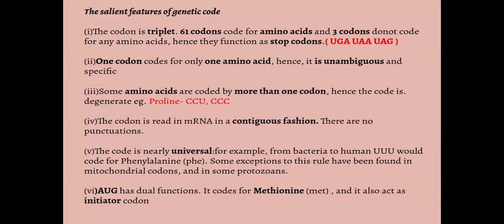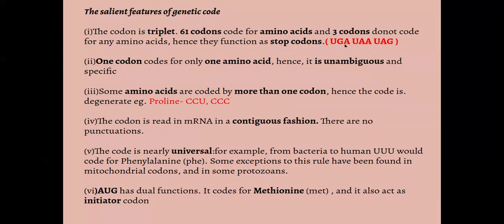So if you combine these 3 bases in 4 bases, adenine, guanine, cytosine, and thymine, these are your 4 nitrogen bases. These 4 bases, if you combine them in different ways into threes, you will get 64 combinations, out of which 61 are actually coding for amino acids and 3 do not code for any amino acid, and therefore they're called stop codons or nonsense codons.